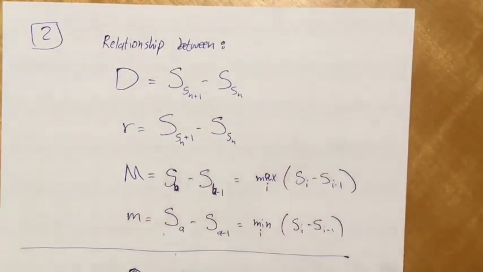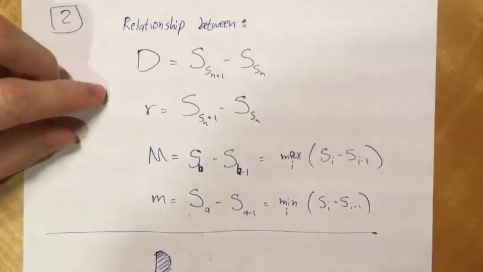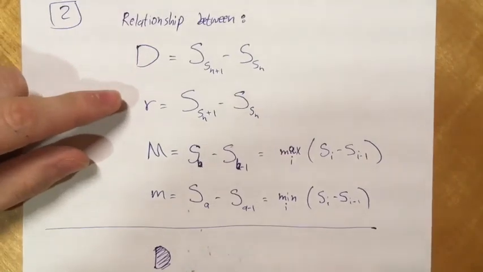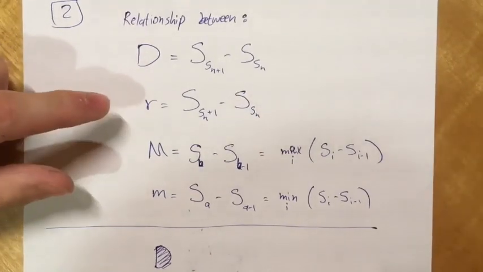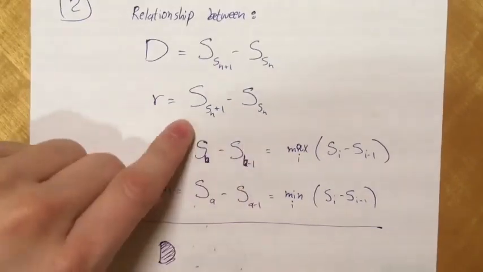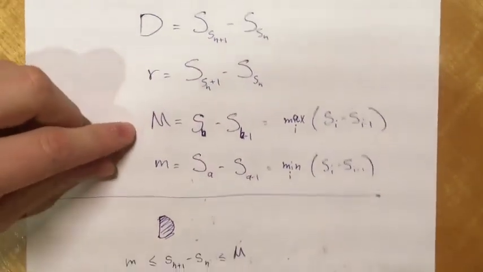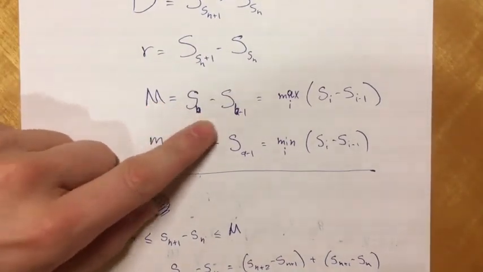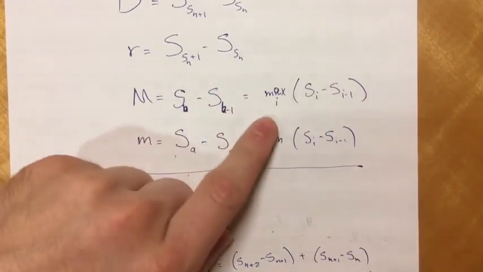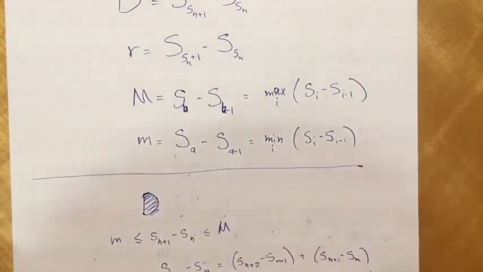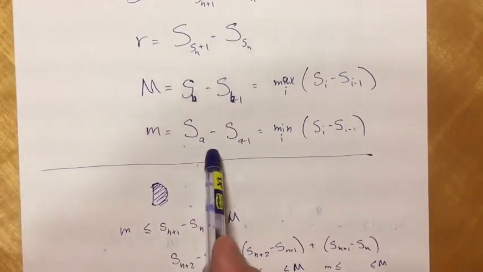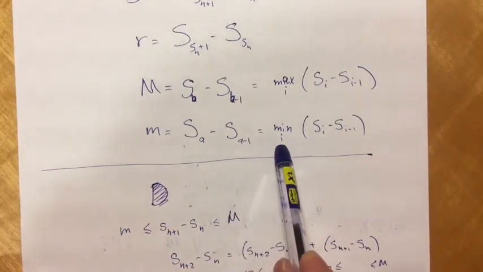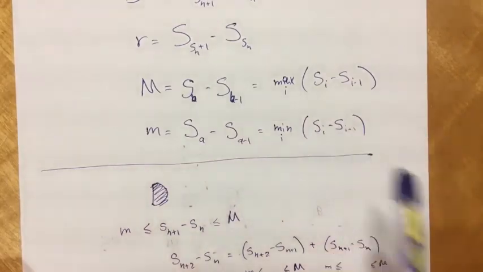So next we're trying to understand the relationship between these objects that I identified. D is the generic difference in the arithmetic progression. R is the shift that takes S of n to S of n plus 1. Capital M is the maximum difference in the sequence S. Namely, it's Sb minus Sb minus 1, which is also the maximum across all i of Si minus Si minus 1. Small m is the smallest difference. So it's Sa minus Sa minus 1, which is the minimum across all i of Si minus Si minus 1.